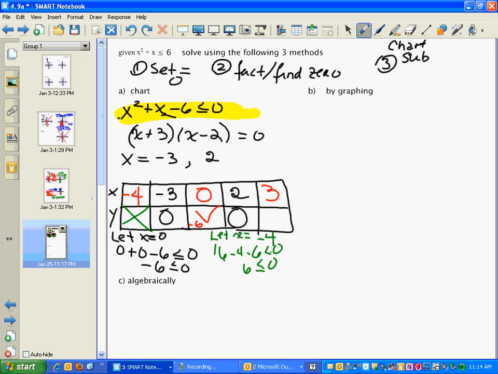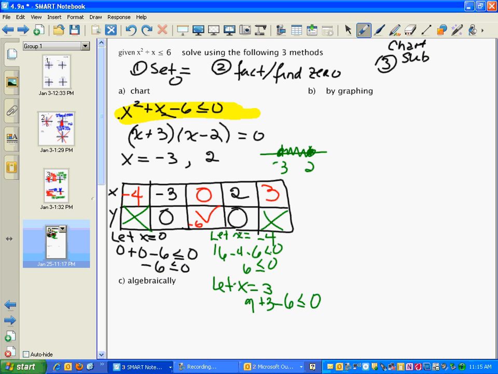Okay. All right, then the last one that we have to try is what? And so if x is equal to 3, I'm going to get 9 plus 3 minus 6. Is that less than or equal to 0? No. So on a number line, what this would look like is that between negative 3 and 2 are the values that I want, correct? And what kind of a point would I put at negative 3 and 2? Open or solid? Solid because of the equality.